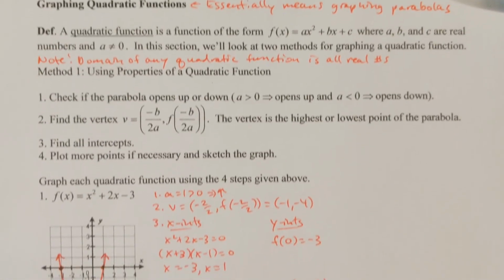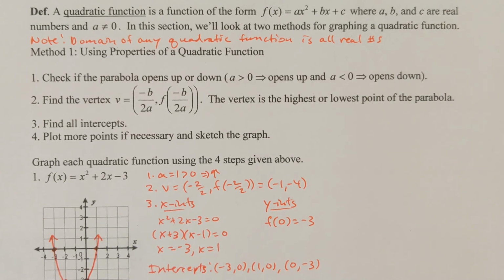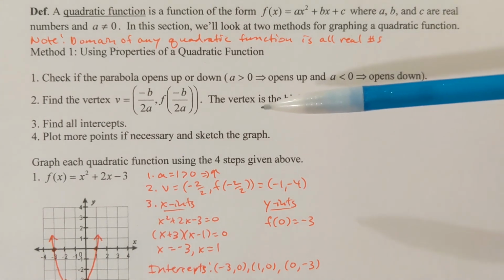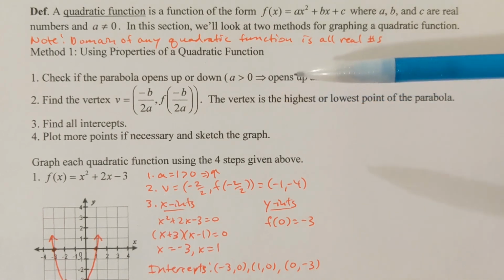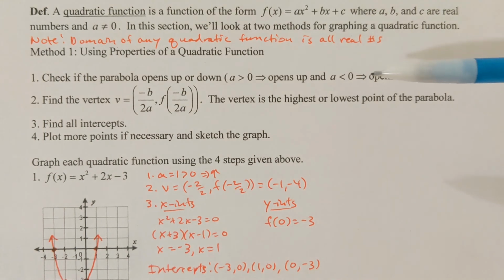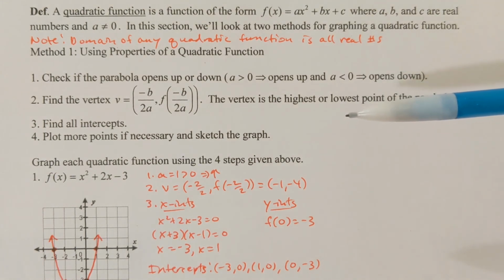Method 1 for graphing a quadratic is to use properties of a quadratic function. In method 1, we're going to check if the parabola opens up or down. We know that immediately by knowing the a value, whether it's positive or negative. If it's positive, it opens up. If it's negative, it opens down. And then after we find that, we're going to find the vertex, v. The vertex is the highest or lowest point on the parabola. v is equal to (-b/2a, f(-b/2a)).